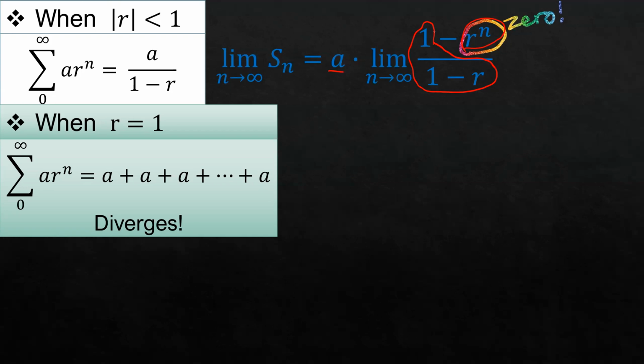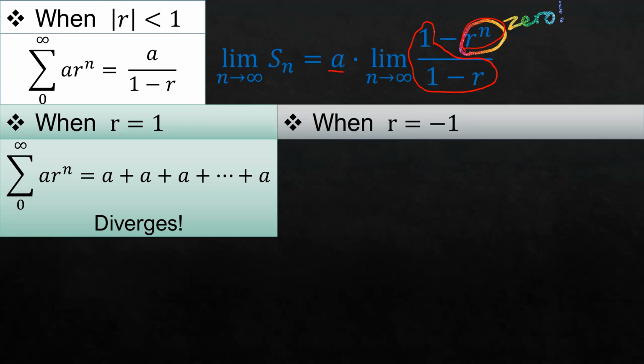So when r is 1, your series will diverge. Okay, now let's take a look at when r is -1 actually. Then what are you going to have here in terms of our series? Well, we know that -1 to the odd exponent is going to stay negative, and -1 to the even exponent is going to turn positive. So you are doing what?